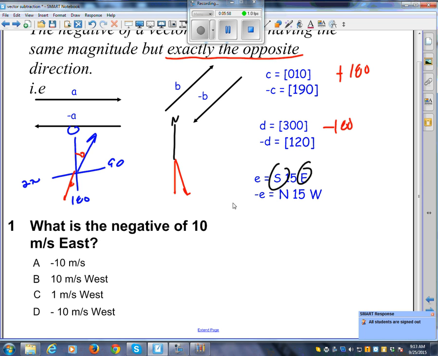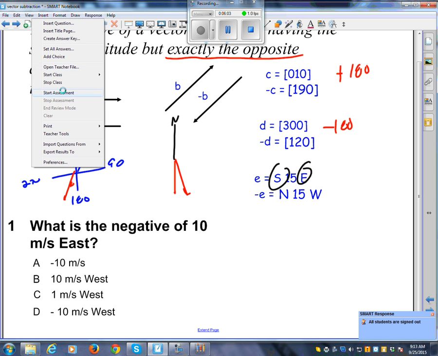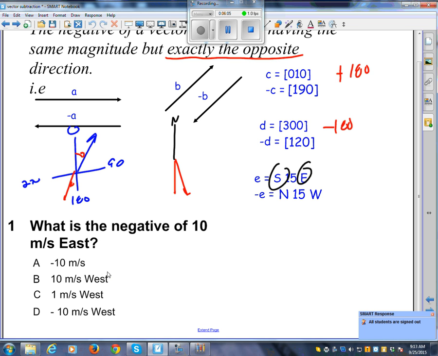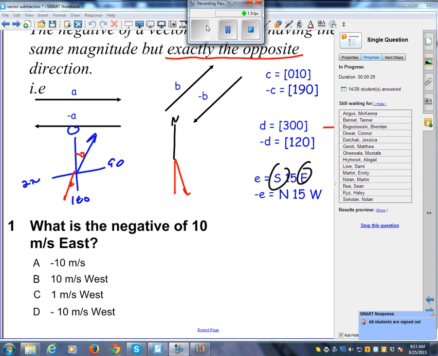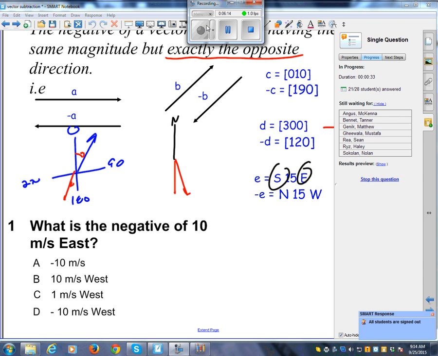So, here's my question. Have you been paying attention? No. Let's see. Number one. What is the negative of 10 meters per second east? 10 meters per second east. What is the negative or the opposite? Which one of those do you think is the best answer?